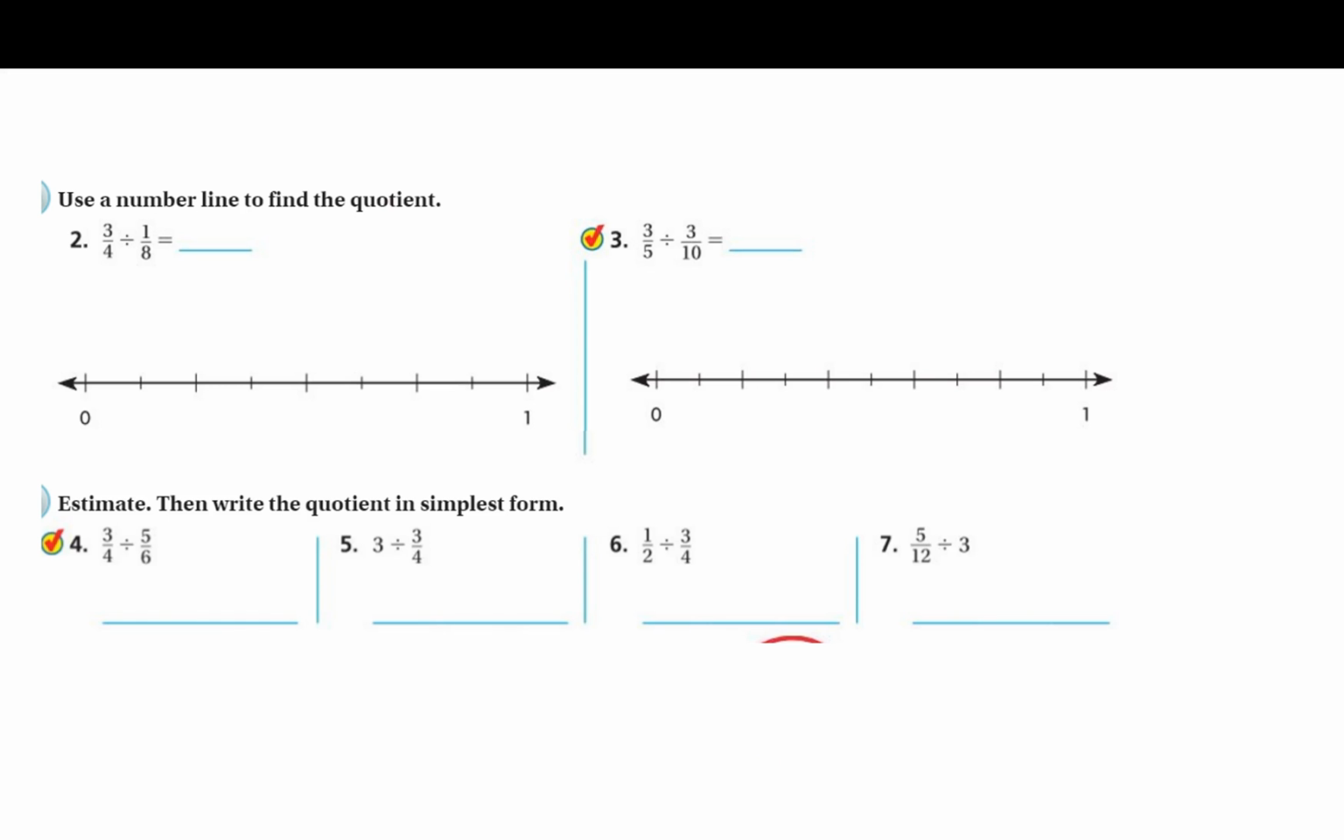Okay, welcome back. Now I'm on page 79. We're kind of right in the middle of page 79, and I jumped down to problem number 2. We're going to use the number lines to solve these problems.